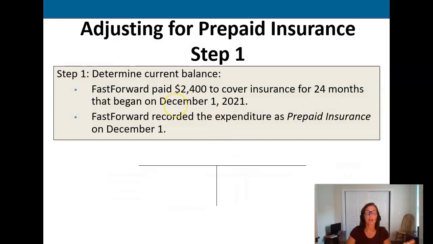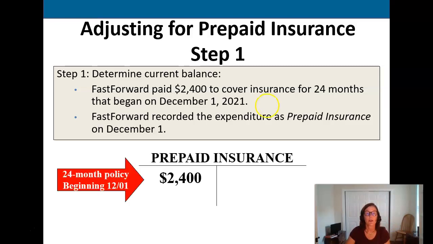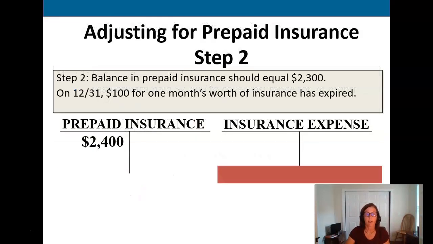Looking at this in a more concrete example, we've got Fast Forward that paid $2,400 to cover insurance for 24 months, and that began on December 1st. So 24 months, $2,400, that's going to be $100 a month for insurance. When we first record the payment for that prepaid insurance, it's a debit to prepaid insurance.